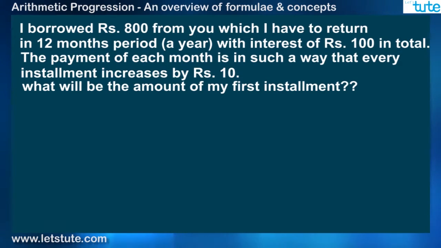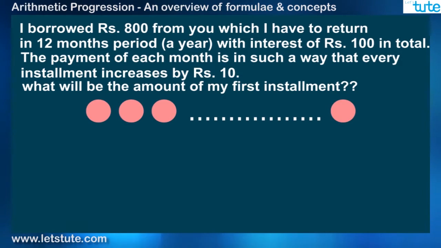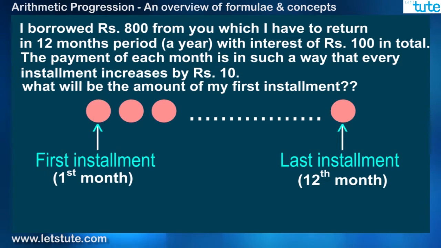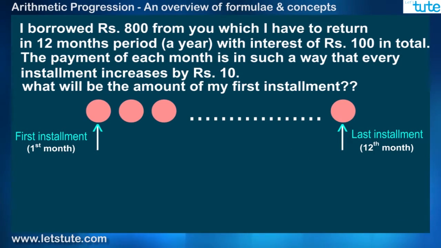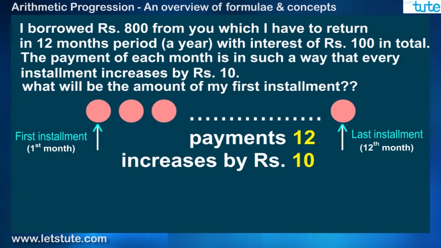Now, this is something that I would write on my rough page to get the idea about all this. Okay, so the first bubble is my first installment, that is the first month, and the last installment, that is in the 12th month. Now this means I have to make 12 payments, which increase by rupees 10 each month, and all this must total up to 900.